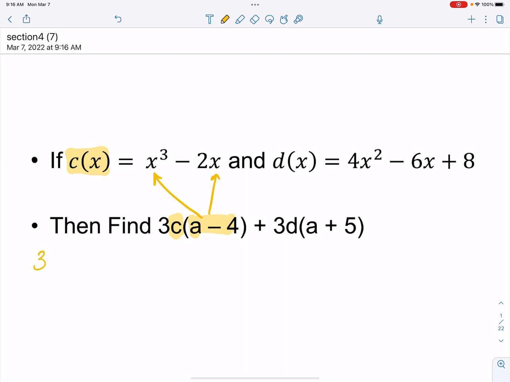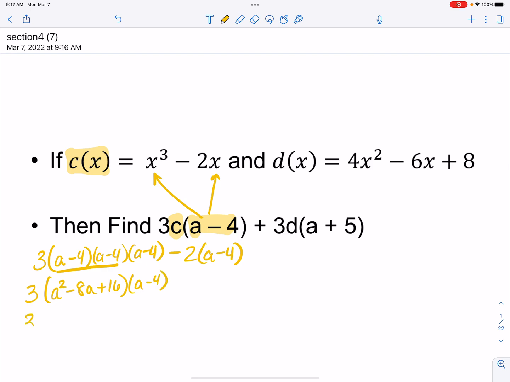So I'm going to come over here, and I'm going to do this. So I would have a minus 4 times a minus 4 times a minus 4 minus 2 times a minus 4. So a minus 4, I'm going to only times two things together at a time. A squared minus 8a plus 16. And then I'm going to times that by the a minus 4. So a cubed minus 4a squared minus 8a squared.